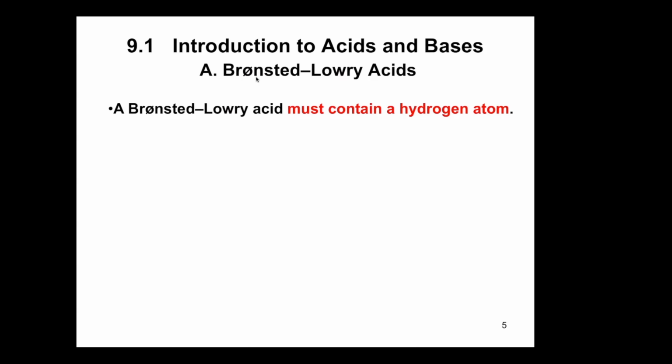Actually, the Bronsted-Lowry acid can also be considered an Arrhenius acid by definition, because it contains a hydrogen atom. So technically, a Bronsted-Lowry acid must always contain a hydrogen atom. If you look at the definitions of Bronsted-Lowry acids and bases and the Arrhenius acids and bases, they only differ in the bases. Okay? But always keep in mind that the Bronsted-Lowry acid must contain a hydrogen atom.